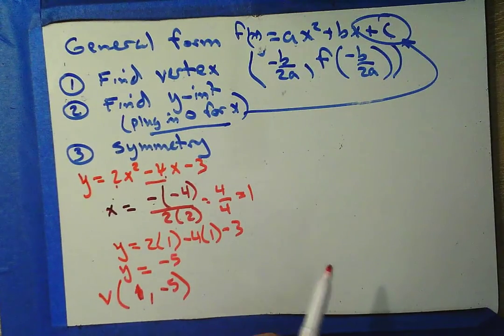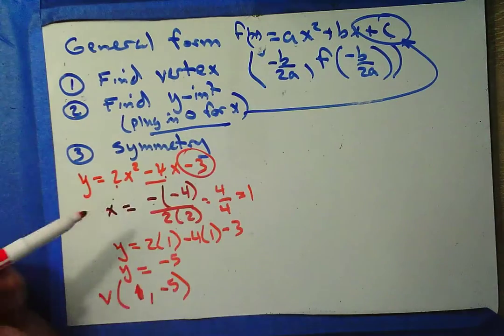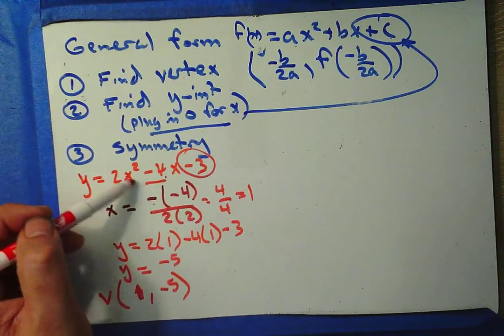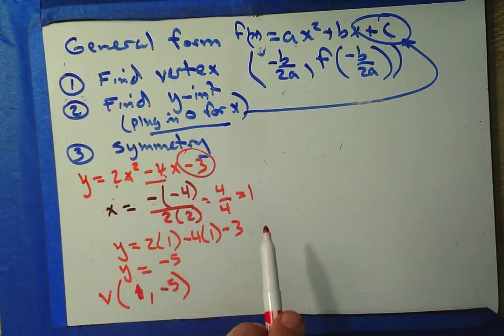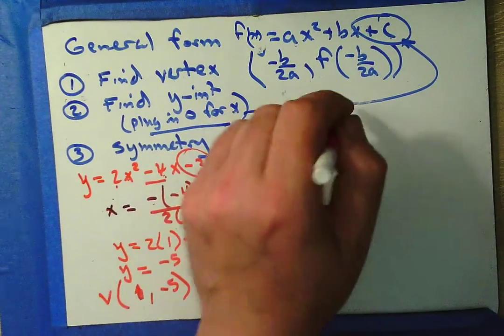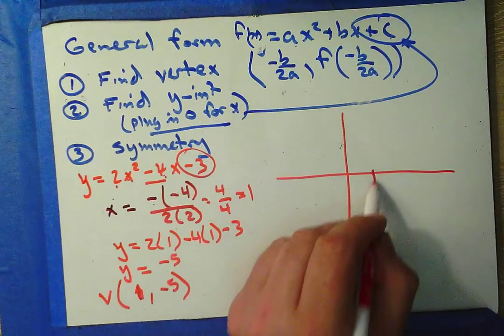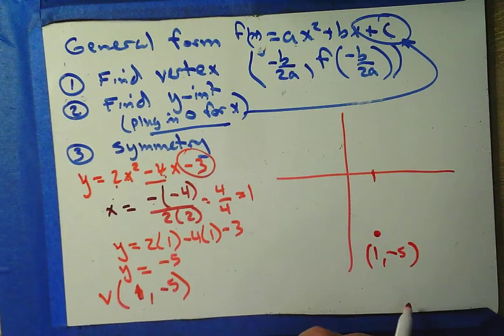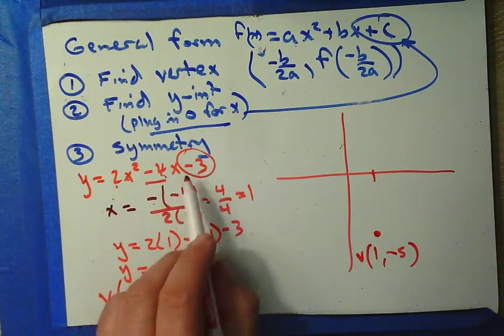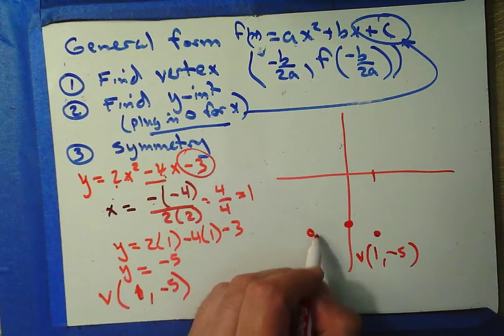We wanted to have, for step 2, the y-intercept. There it is. When I plug a 0 in here, this goes away. A 0 in here, this goes away. And so my y-intercept is negative 3. Well, let's plot what we know. We know there's a vertex at 1, negative 5. That's my vertex. And then we know at negative 3, we have a y-intercept.